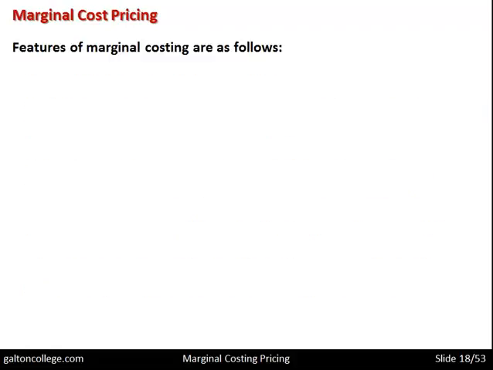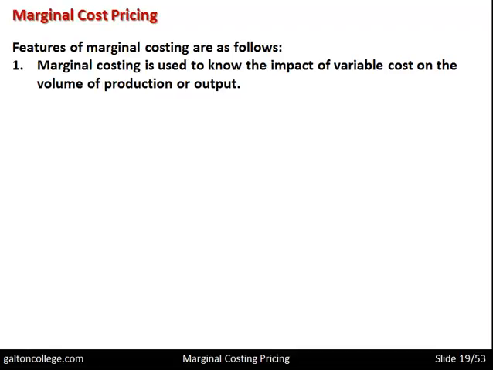Now, features of marginal costing are as follows. Marginal costing is used to know the impact of variable cost on the volume of production or output. So we use marginal costing to check the impact of variable costs on the volume of output. Marginal costing is related to a unit of output. That's what we've got to bear in mind. With marginal costing, we're just checking what the costs are of making that particular unit. And that's what we mean by marginal costing.